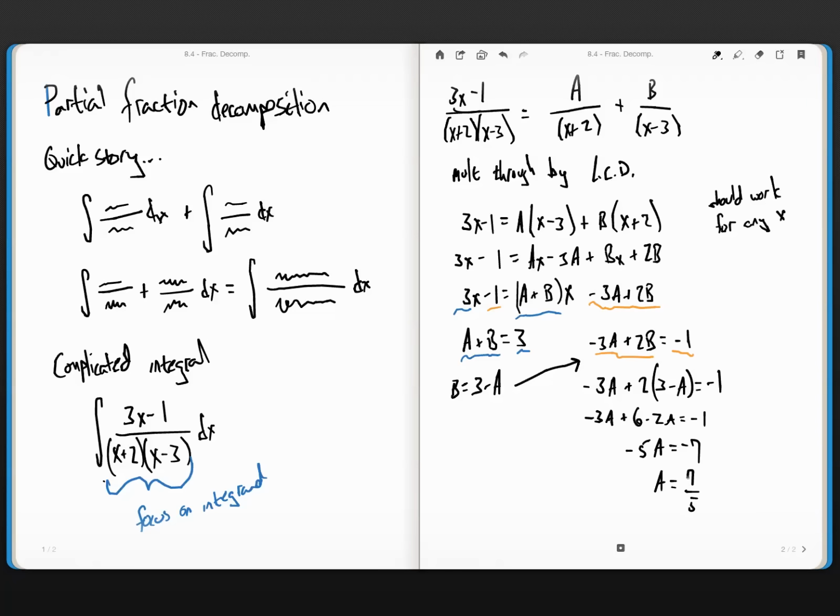And then what I can do is take that 7/5 and stick it back in over here. Like that. So b equals 3 minus 7/5, which equals 15/5 minus 7/5, which equals 8/5. Okay, so that's just old school algebra going on there. And then when I put that all together, I know that my original integral must have looked like this.